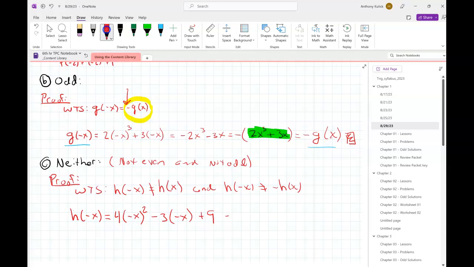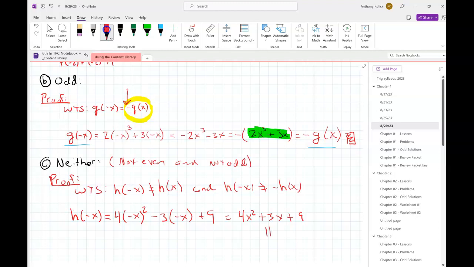I'm going to go ahead and simplify this. What is negative x squared equal to? Just x squared, right? So 4 times x squared is just 4x squared. What's negative 3 times negative x? 3x, so I'll have plus 3x. And then I have my plus 9.